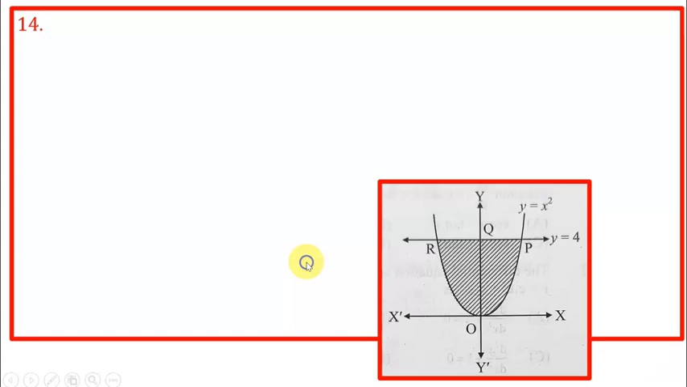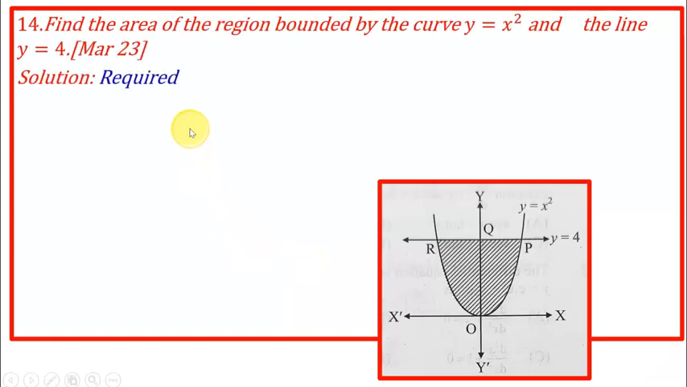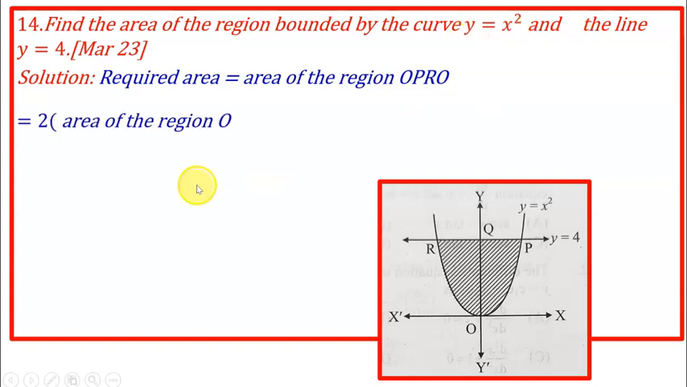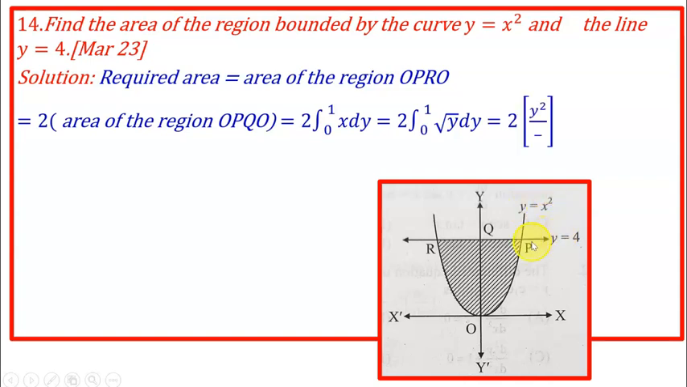Now next, find the area of the region bounded by the curve y square is equals to x and the line y is equals to 4. This is the parabola and the line. This is the required region. Required area is equals to area of the region OPRO. That is nothing but 2 times area of the region OPQO.